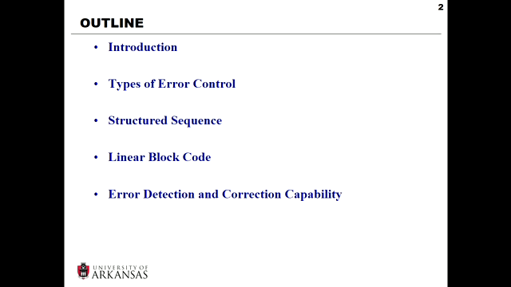Forward error control is actually error correction, and the second type is the ARQ system that we talked about, right? And then we introduced the concept of structured sequence, and we spent most of our time on linear block code. So a linear block code is determined by two matrices. One is the generator matrix, and the other one is the parity check matrix.